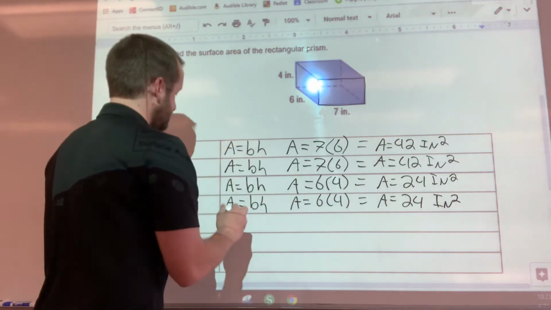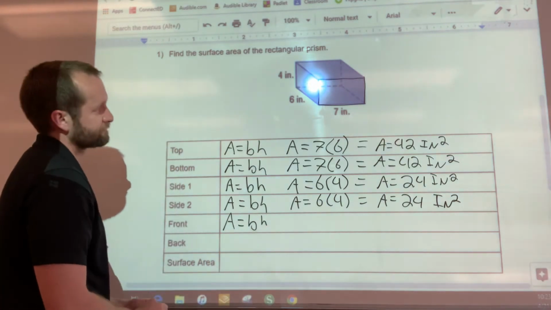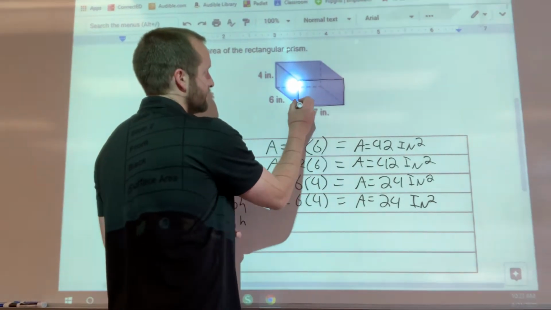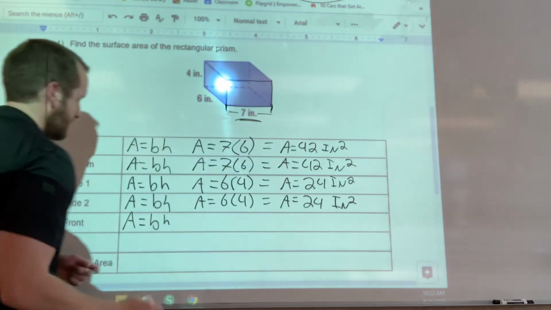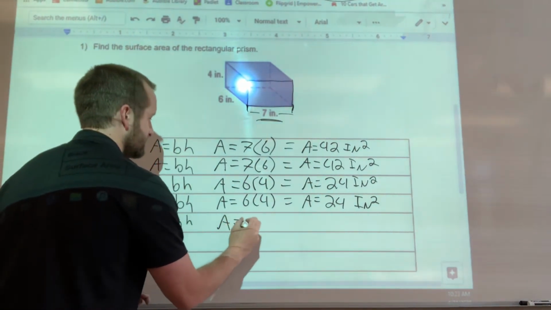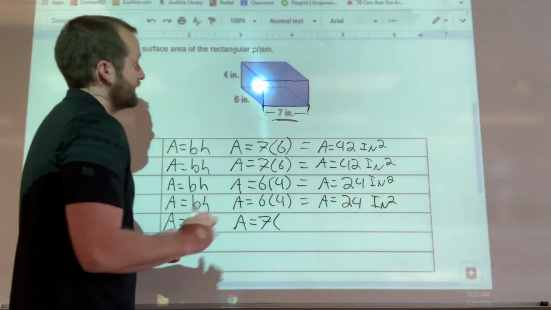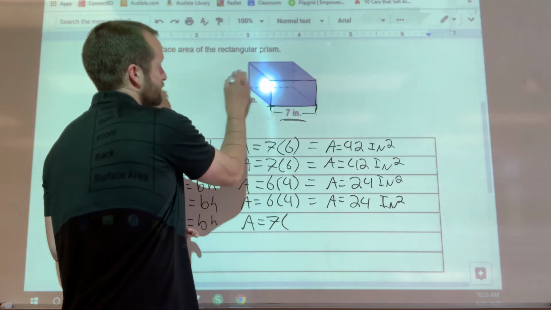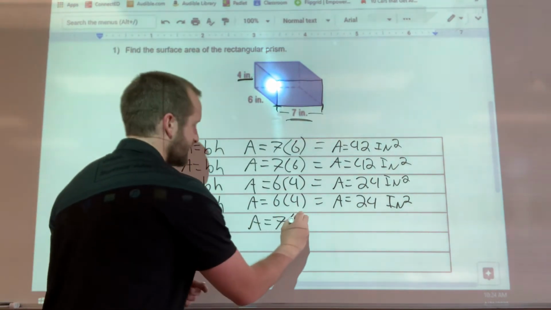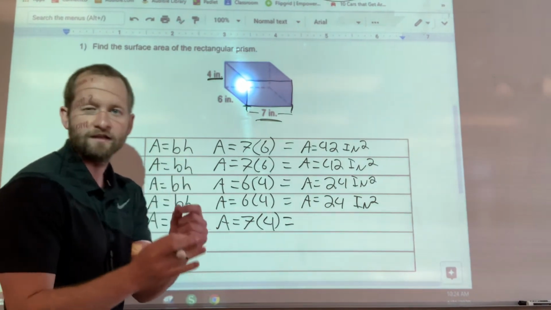So let's do the front. Again, parallelogram, area equals base times height. The base, the distance from right there to right there is 7 inches, right? So let's replace B with 7. So instead of writing B, I'm going to write area equals 7 times the height. The distance from right here to right here is 4 inches, right? So 7 times 4. Replace the H with 4, and let's see, 7 times 4 is 28.